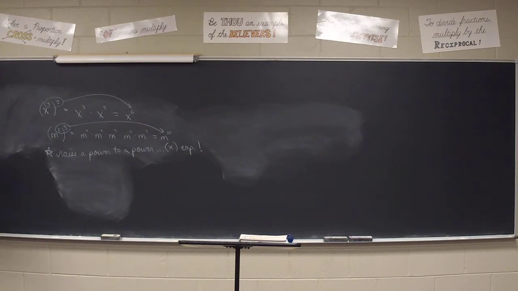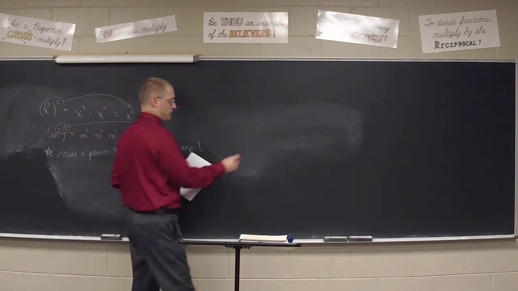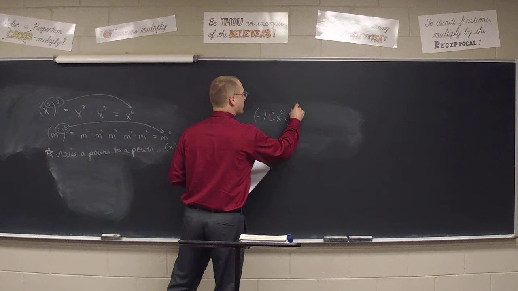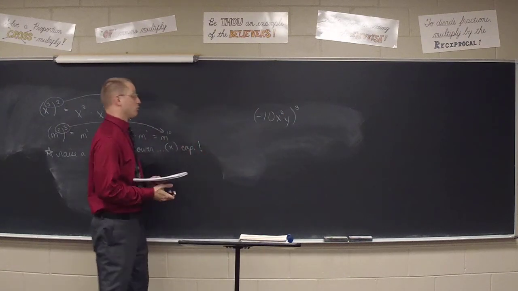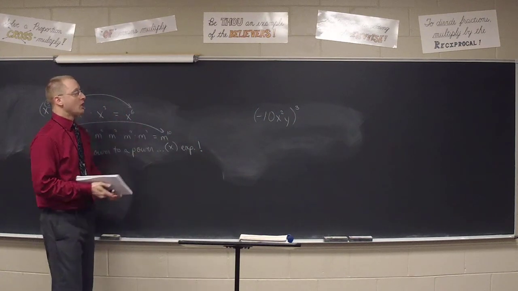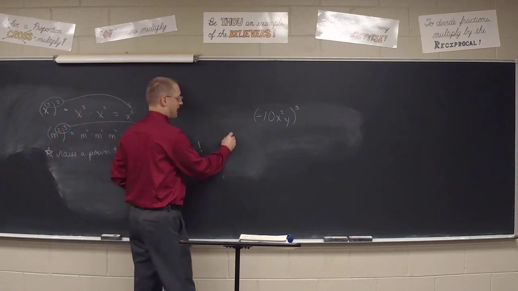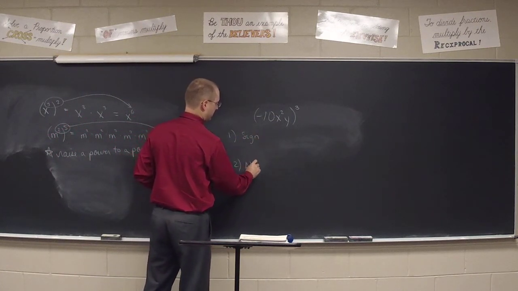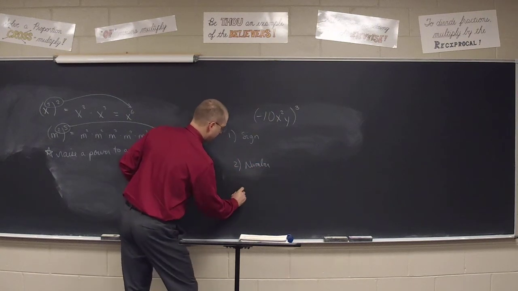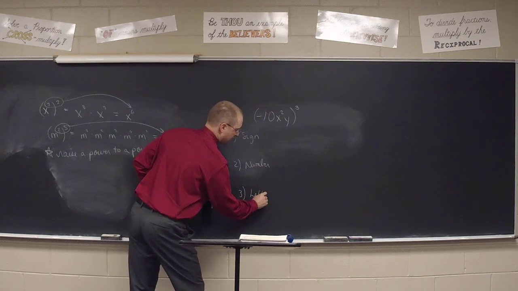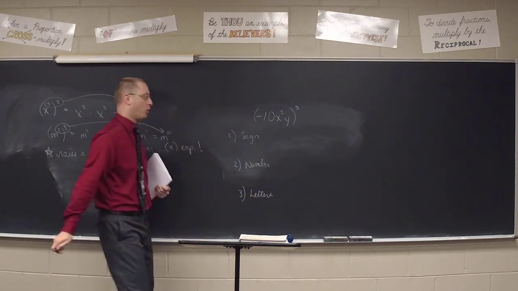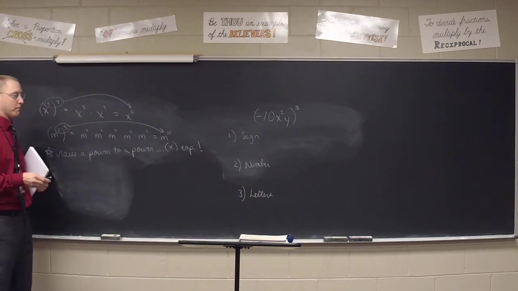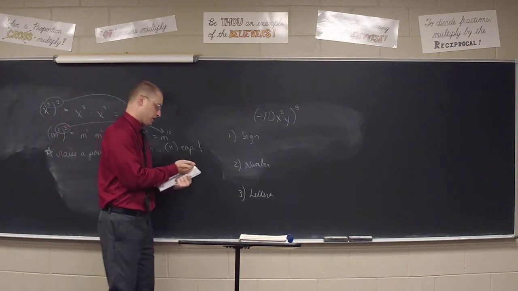But what if we had, for instance, an entire term like negative 10 x squared y that's all being cubed? For instance, I said raise a monomial to a power. 3 steps, get these down. Number 1, sign. Number 2, number. Number 3, letters. Sound familiar? Yeah. Of course, because this is another way of multiplying. So of course the steps are going to be the same. Sign, number, letter. Our rules vary just a little bit.